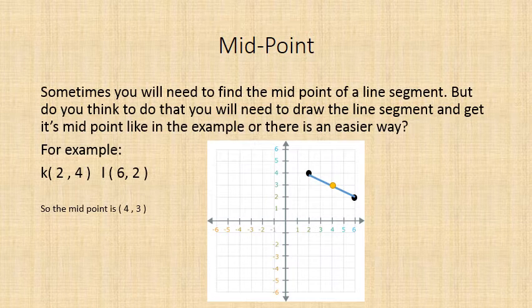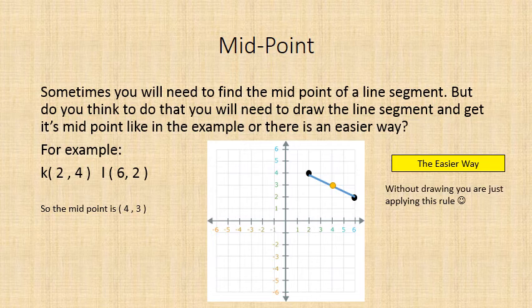This is the midpoint. Okay, so what we did here, we had these 2 points in the question. So I drew the axes for you, plotted the points, drew the line, and then got the midpoint. This is the first method. The second method is the easier way, really. I have the 2 points here, K and L. So without drawing, you are just applying this rule. Here, x1 plus x2 over 2, this is the first part, and the second part is y1 plus y2 over 2.